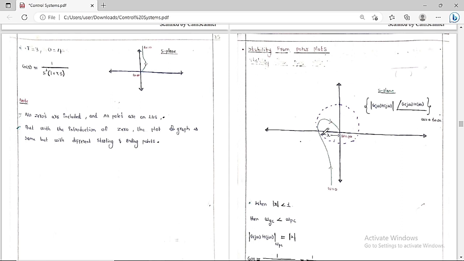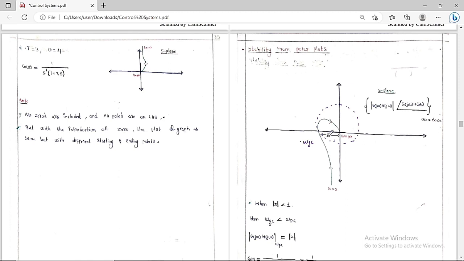What is the meaning of the gain crossover frequency? The gain crossover frequency is the frequency at which the magnitude of G of s, H of s is equal to 1. So this is the omega GC. This is the frequency at which we are going to get this, equal to omega GC.